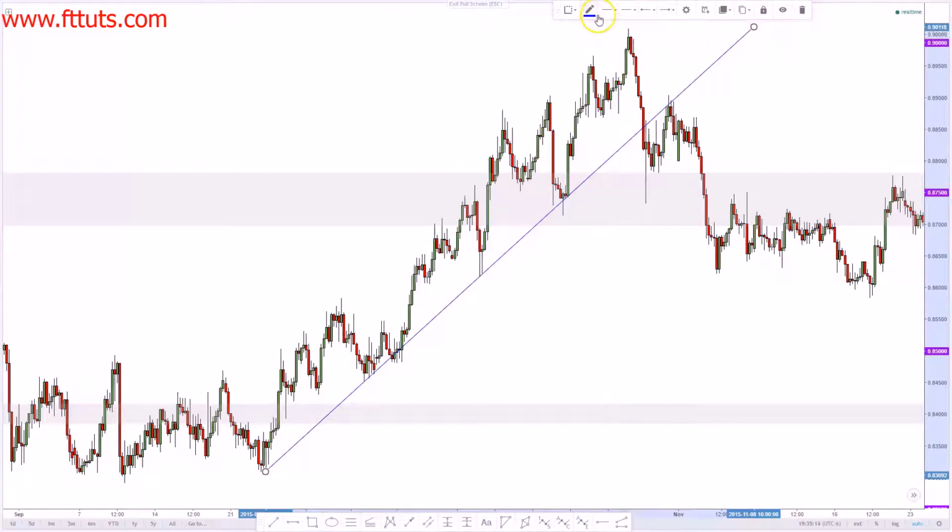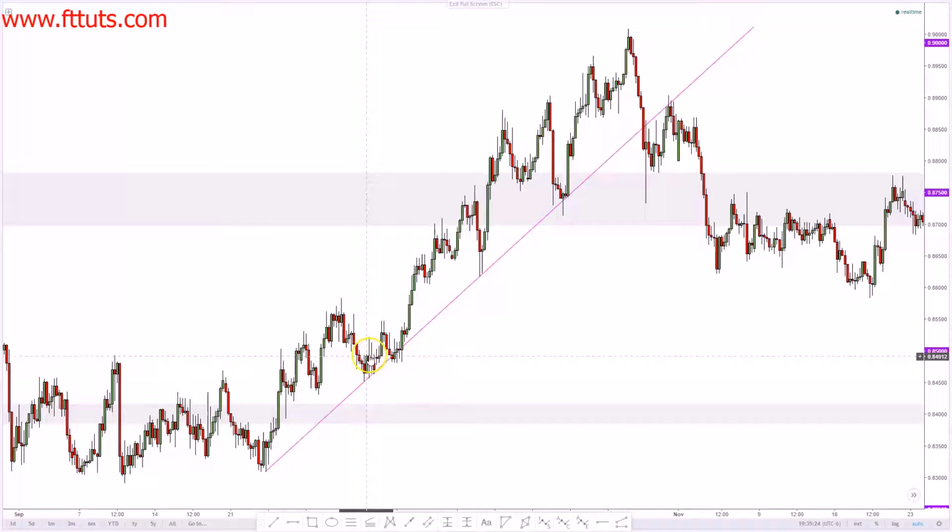Boom. I'll change the color for you guys, make it pink, not purple. A little bit easier to see, right? All right, so this pink trend line, the market was following it, and then when it finally broke through, we got that retest. That's what you're looking for.